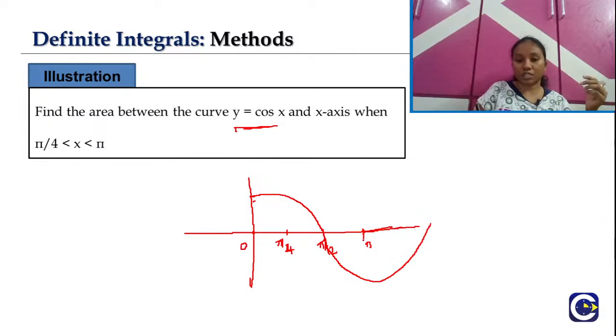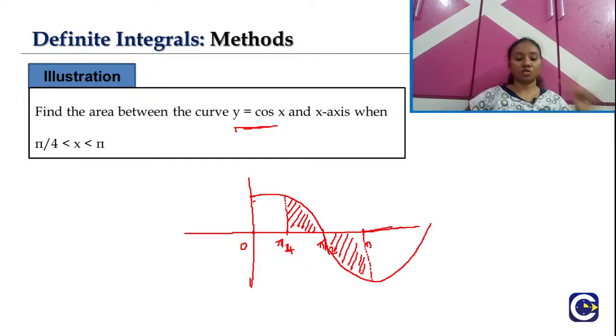And I will be having my graph something like this. But I have to find only till pi, so I'm just dropping it here. And similarly here I have to find in between pi by 4, I'm dropping it here. So my required area will be this part above the x-axis and this part below the x-axis. So we are having 2 parts. Now how are you guys going to find the area bounded by this curve y equal to cos x as well as the x-axis?